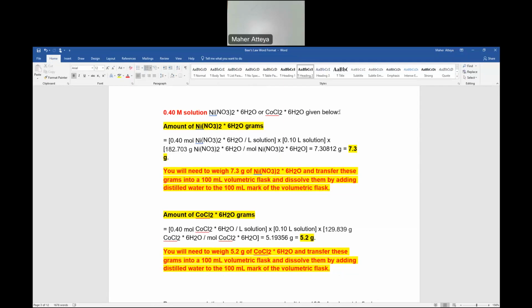Everyone with goggles, including myself, everyone with goggles. And if you prefer to use gloves, there is a glove box over there.